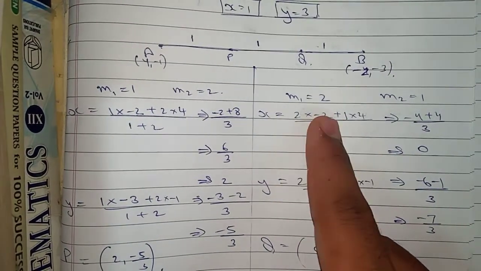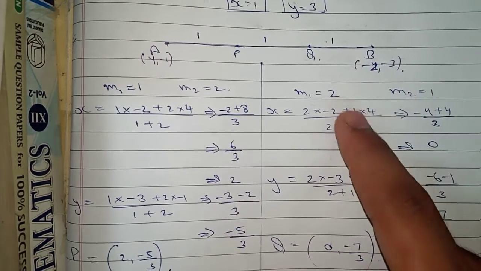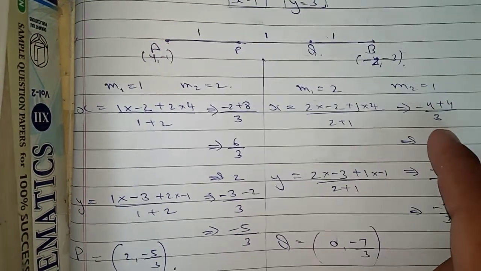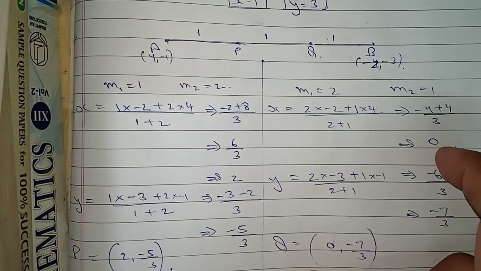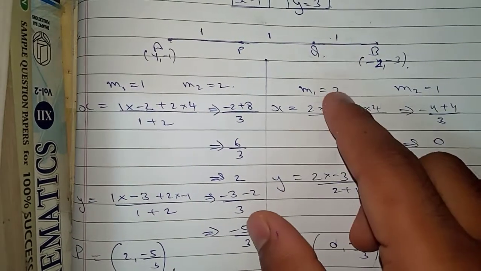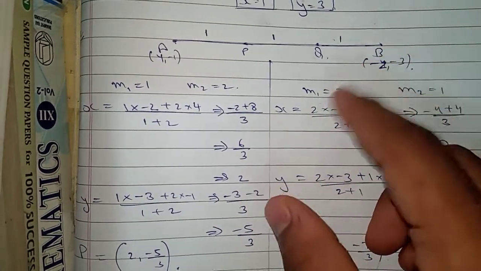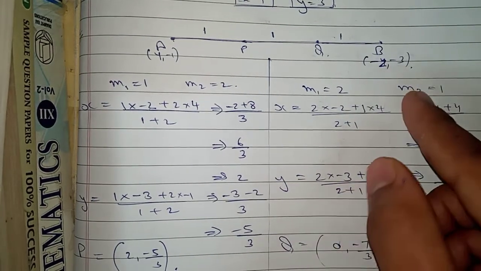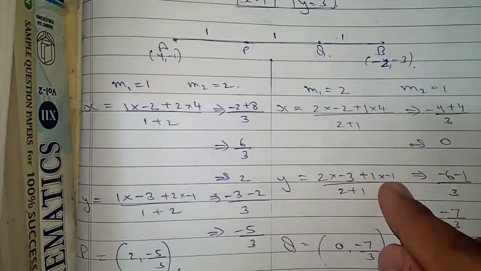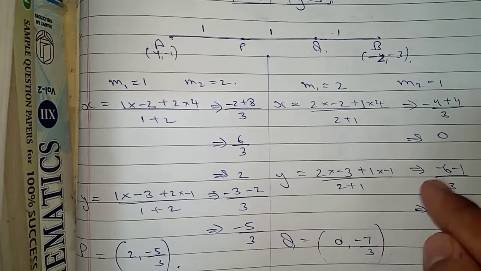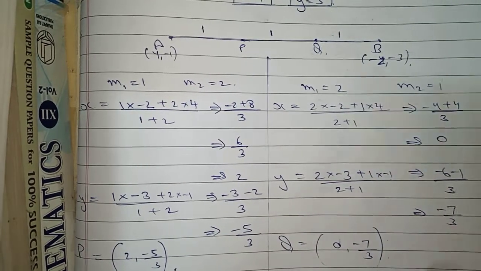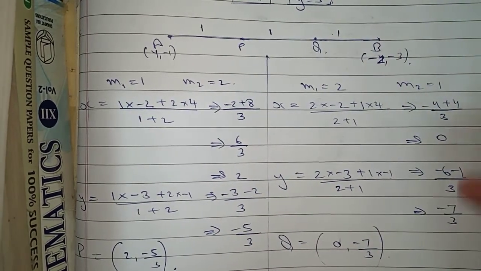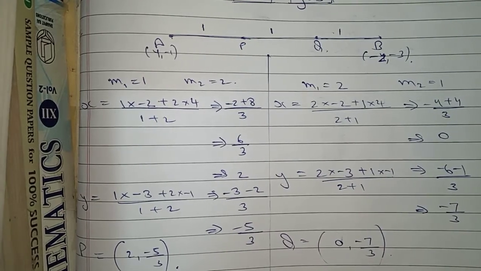now 2 into minus 2 is what? Minus 4. 4 into 1 plus 4 divided by 3, 0 divided by 3 is 0. For the Y, M1 Y2, 2 multiply minus 3, 1 multiply minus 1, 2 plus 1, that minus 6 minus 1 divided by 3, minus 7 by 3. So 0 comma minus 7 upon 3 is the answer.